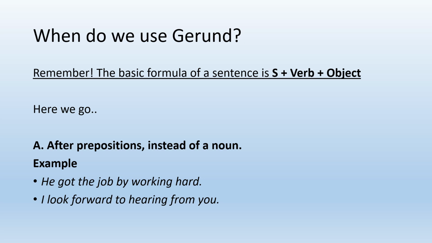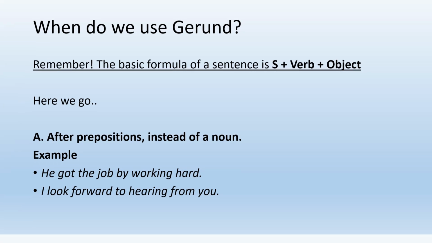Now, we move to the second sentence. I look forward to hearing from you. So what is the gerund? The gerund here is hearing. The preposition is to. My question, what is the active verb? Good. Yes, the active verb is look. You got it? So after a preposition, we have gerund. After a preposition, we have gerund. Next.